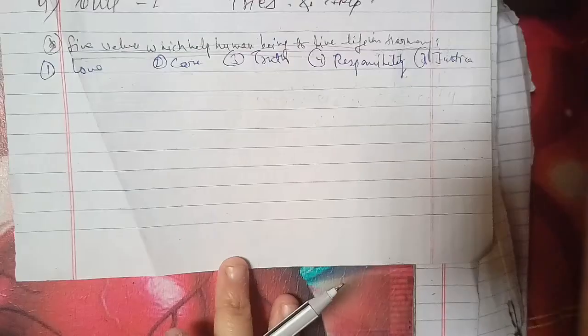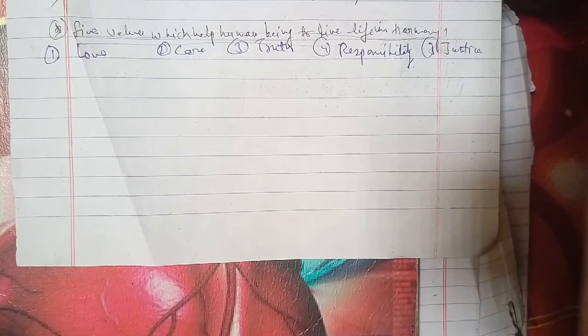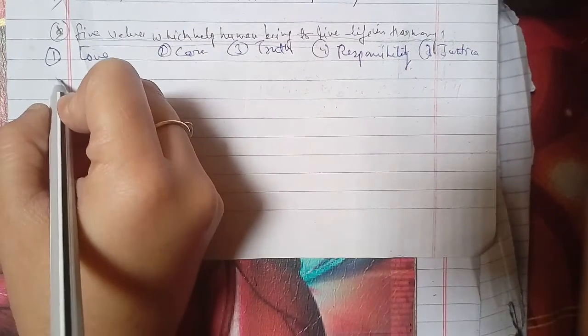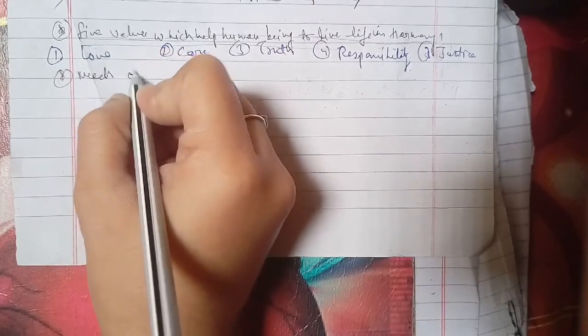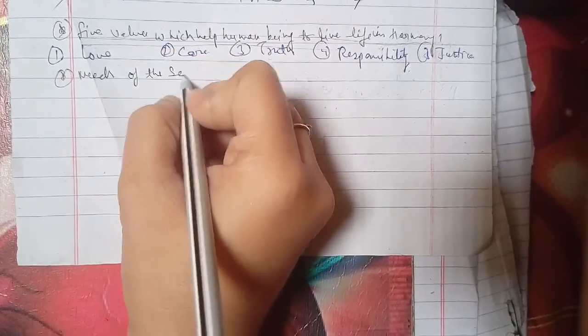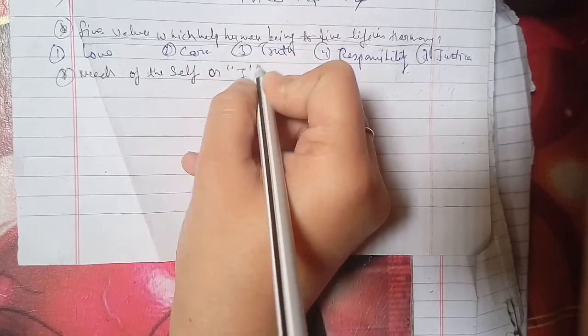Now we'll discuss another important question. We'll go ahead further and talk about it in detail. Another question that has been asked: what are the needs of the self, or I? So we'll go ahead for the same. Needs of the self or I. Following are the needs of I here.